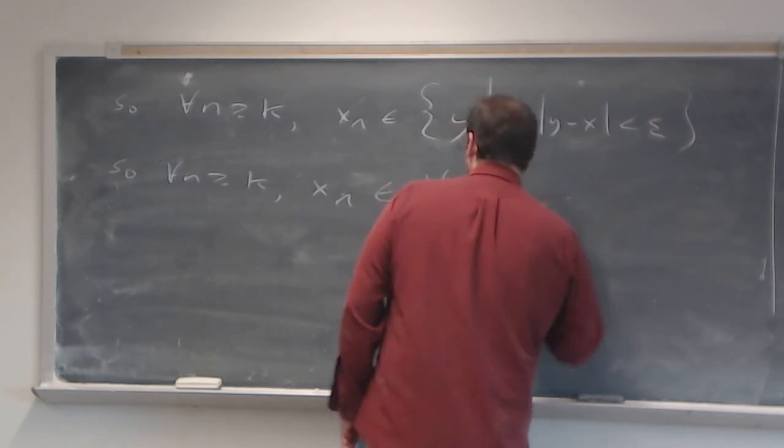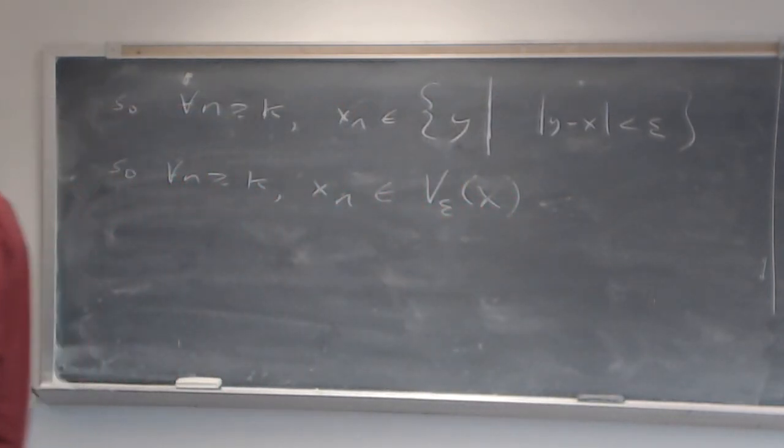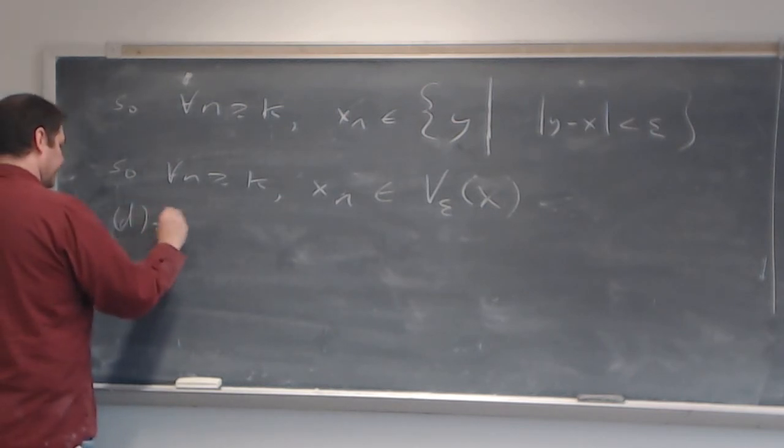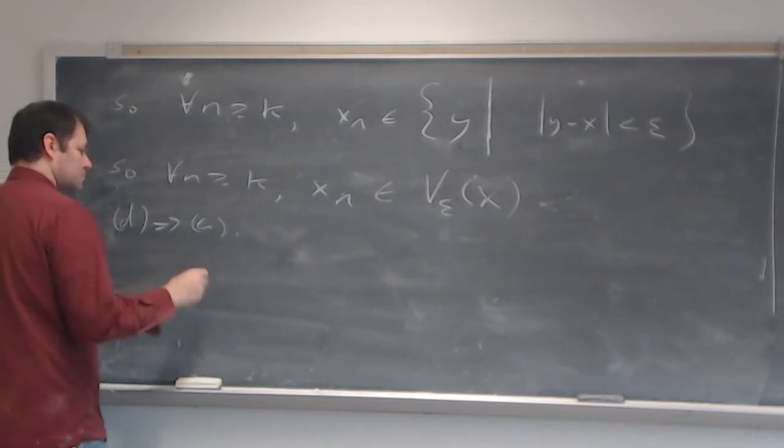So that was C implies D. What do I need to do lastly? D implies A. That closes the loop. From A we can get to B, from B we can get to C, from C we can get to D. If we can get from D to A, we can get from any one of them to any other one of them. Okay, so we want to show D implies A.